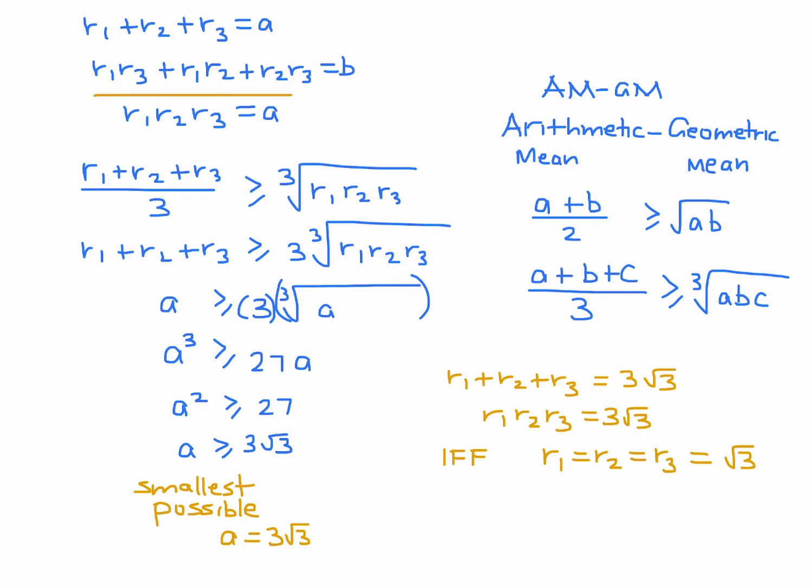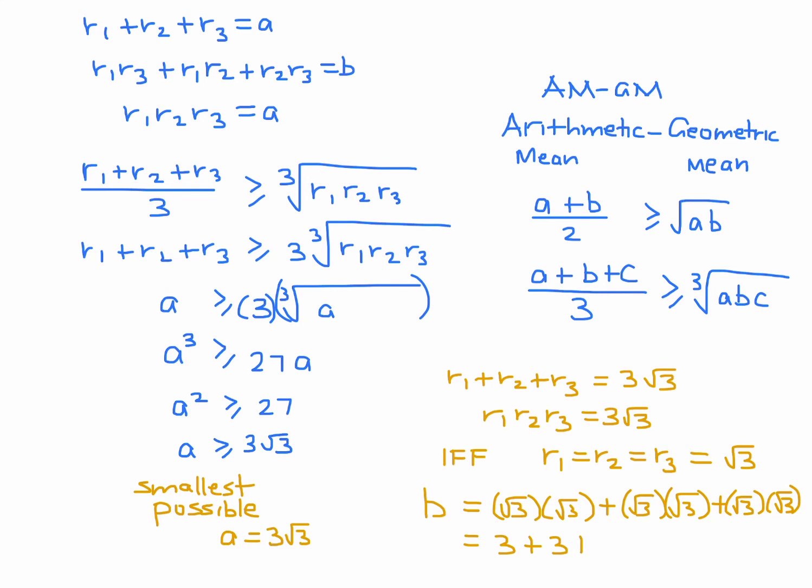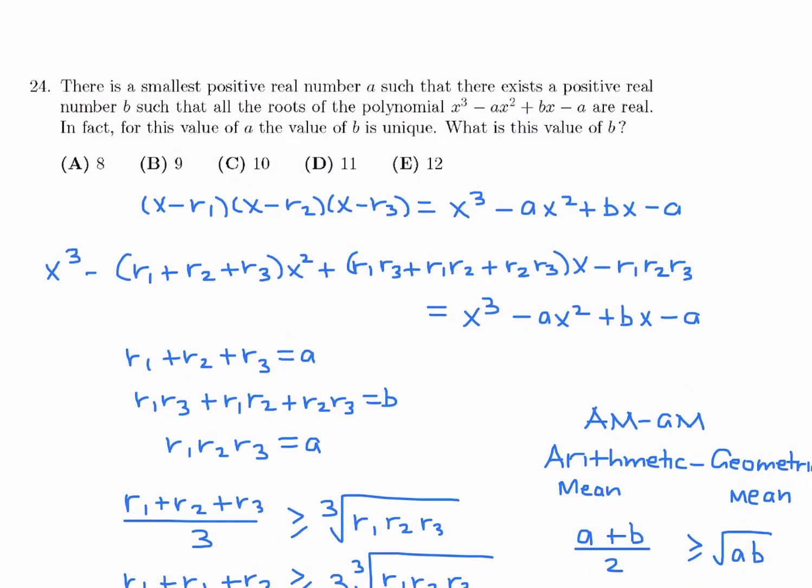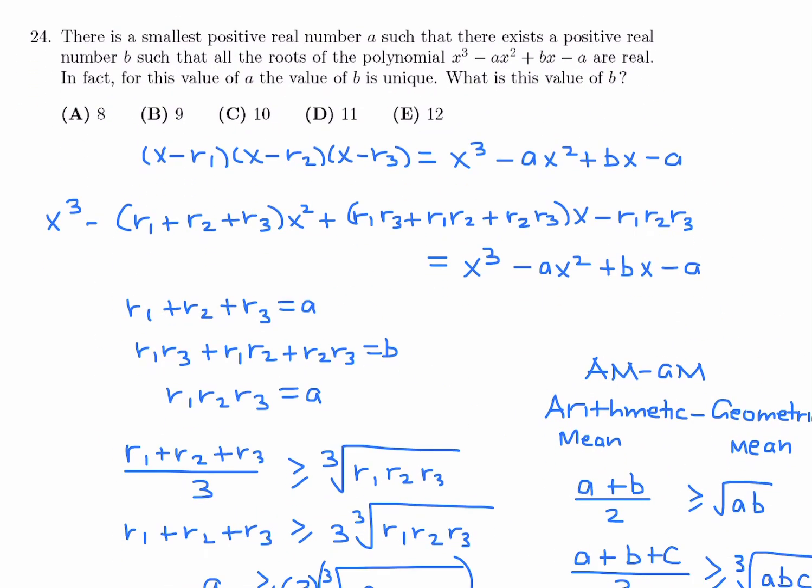So now we can figure out B, since we have identified the values of R1, R2, and R3. B is R1 times R3, so that's root 3 times root 3, plus R1 times R2, which is root 3 times root 3, plus R2 times R3, which is root 3 times root 3. And therefore this is 3 plus 3 plus 3, and that is equal to 9. So we get a unique value for B equal to 9, and therefore number 24, the answer is B.